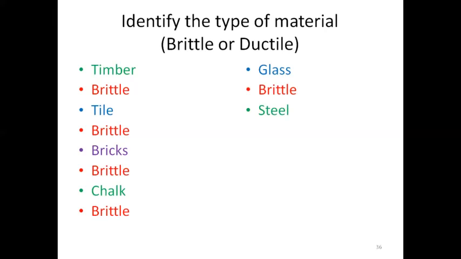Ductile, sir. Steel is a ductile material. Ductile, sir. Okay, all are in favor of ductile. Yes, sir. Steel is a ductile material. Then brass. Ductile.